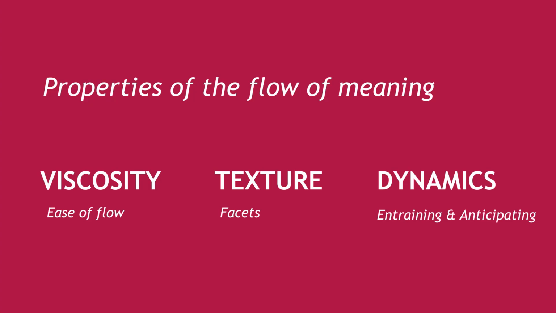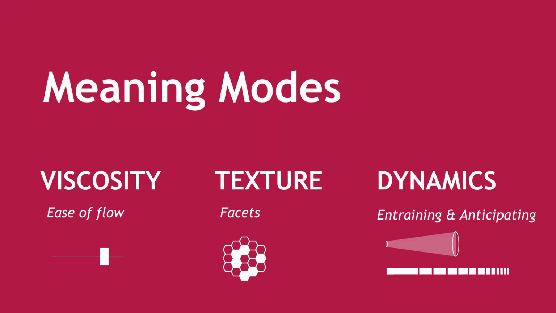Three of the properties of the flow of meaning that I'd like to talk about tonight are viscosity, or the ease of flow of meaning; texture, or the facets of information that are participating in the flow of meaning; and something about the dynamics of the flow, the way the actor is in training with the system of the design, or anticipating the possibilities of performing with the design. So we'll start with viscosity, and we'll look at the way we can use these things as design dials to tune the meaning mode of our design to suit the situation.